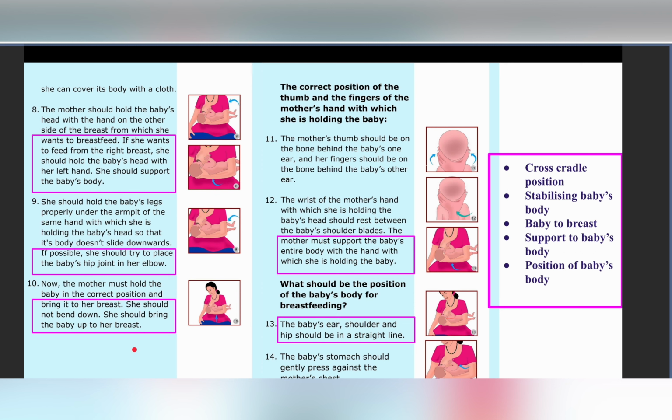Next, what have we studied? The baby should always be brought up to the breast. It is never the other way. The mother should never bend down, or the mother should never change her position to bring the breast to the baby. It is always the movement from the baby's side, that the baby is acclimatized into a position where the baby is being brought to the breast, right? So this position is also very important to give a very relaxed and comfortable position for both mother and child during breastfeeding. Then, how does the mother support the baby's head?